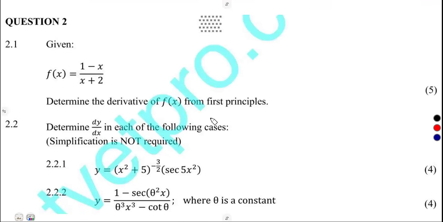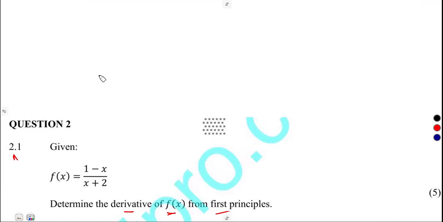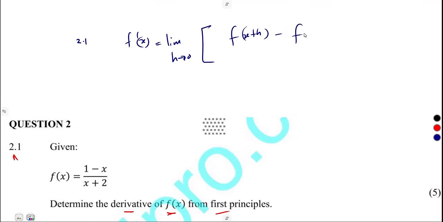All right, question number 2, which was on our derivatives. 2.1, given this f of x, determine the derivative of f of x. We are supposed to use first principles, all right? So that is 5 marks for that. If we are to consider our first principles, the first derivative is going to be the limit as h approaches 0 of f of x plus h minus f of x, everything over h.